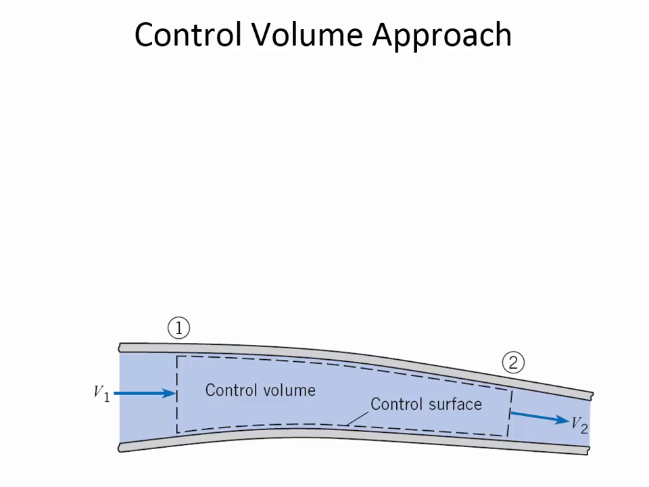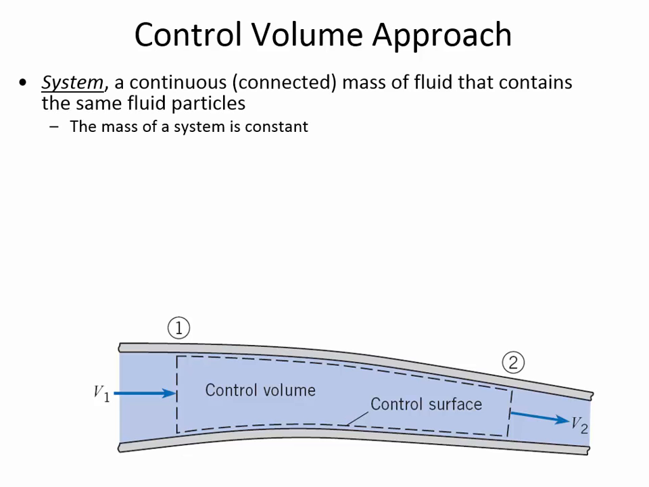There are a couple of definitions that we need to take into account here. First of all, the system is the fluid itself, and so it may be a liquid or a gas, but by definition the system is a continually connected body of particles, and they can be moving or stationary.